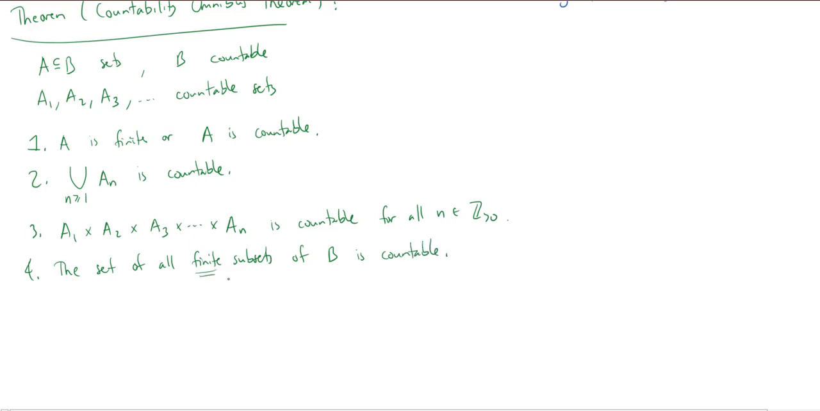And it turns out that this is also a countable set. Now, this word finite is actually really important. If I just take the set of all subsets of B, don't restrict myself to finite subsets, I will get an uncountable set.